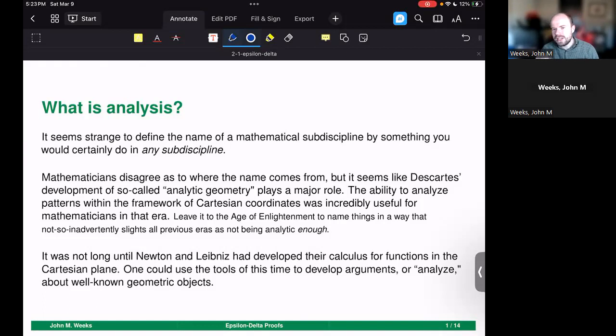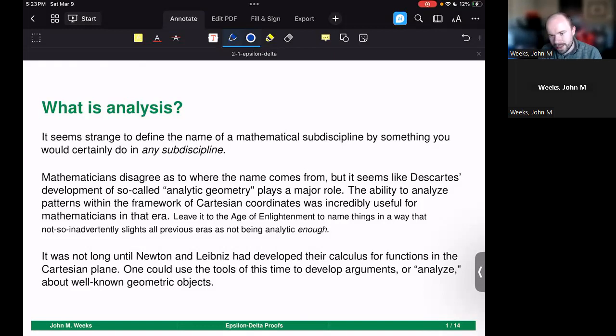It seems strange to define the name of any mathematical subdiscipline as something you would do in any subdiscipline of math. You are always being analytical. You're always analyzing the types of objects that you are studying. In algebra, you analyze everything you do. In topology, you have so much analysis that you have to undergo. So where is this notion of analysis coming from?